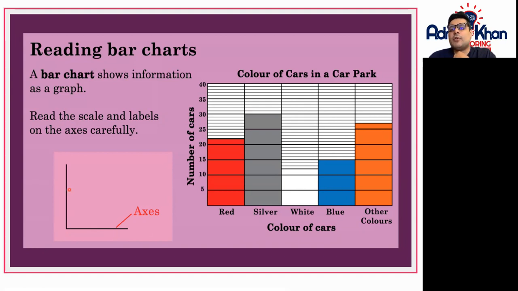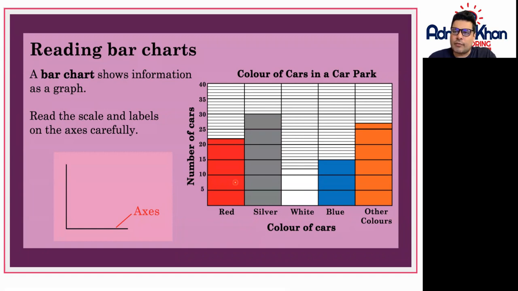Now, if you look at this graph on the right-hand side, on our axes on the left, we can see that we're looking at number of cars. On the axes at the bottom, this represents color of cars. So for example, if we were to look at a red car, how many cars are red?